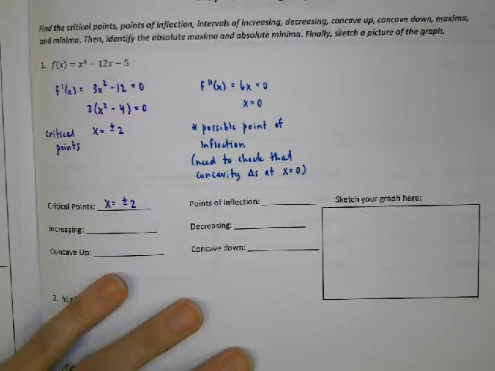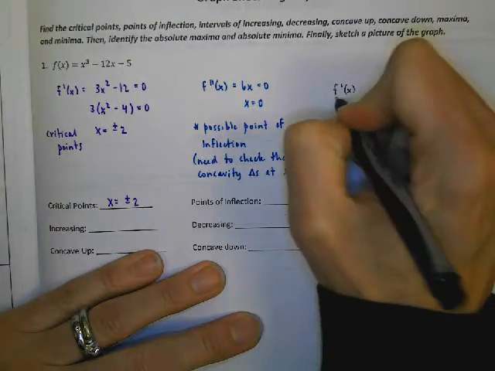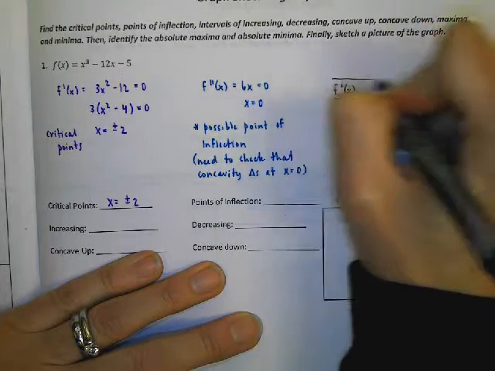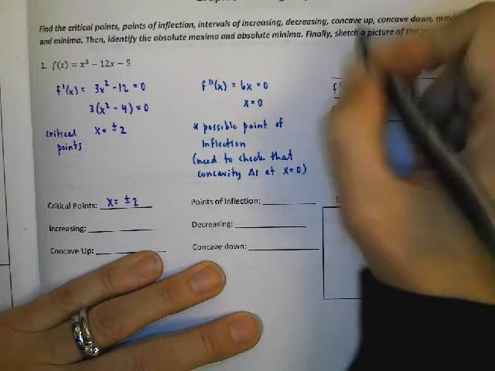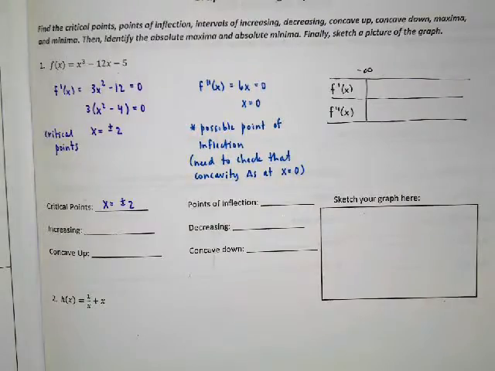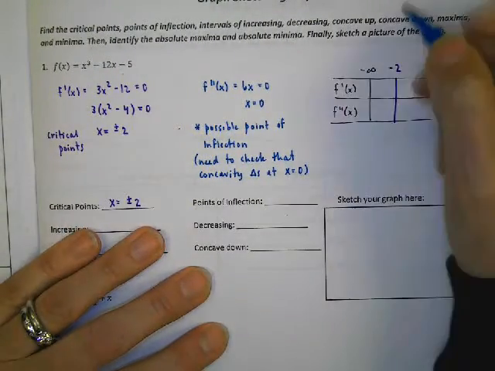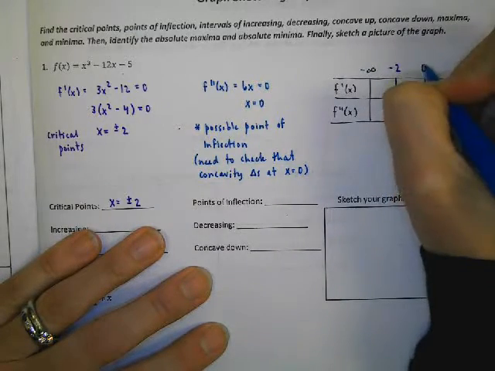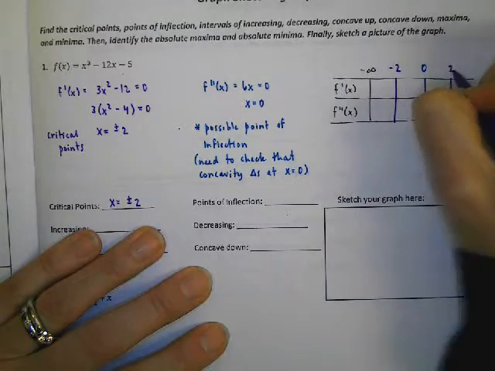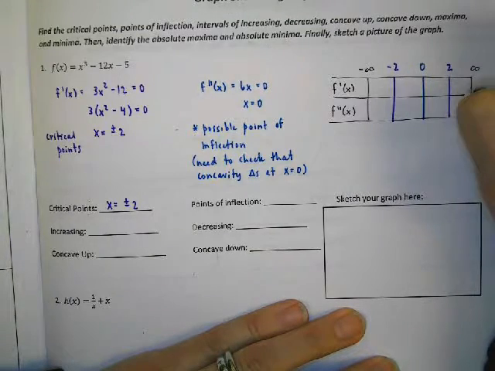So I'm going to go ahead and make my table. I've got f prime of x and f double prime of x. I'm on an open interval here, so my far left endpoint is going to be negative infinity. Then I'm going to have negative 2 as one of my critical points. 0 is a possible point of inflection. 2 is another critical point. And then at the far right, we have infinity.